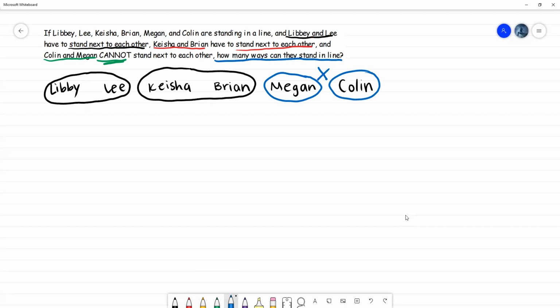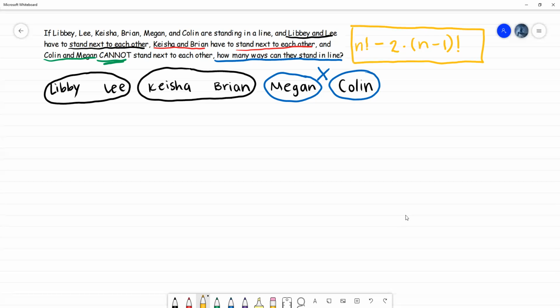So when there's a scenario where two people cannot stand next to each other, we can use this really helpful formula. The formula is, I'll just put it in a box right here. N factorial minus 2 times n minus 1 factorial. This formula will help us find out the number of ways we can arrange these people without Megan and Colin standing next to each other.